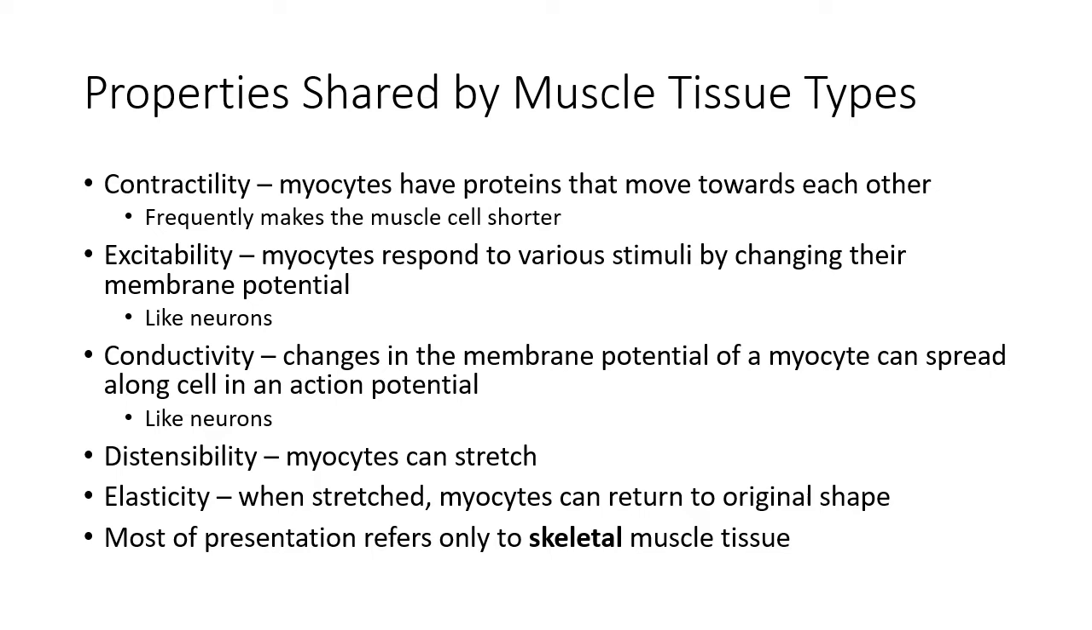Usually we think of elasticity as meaning that something is stretchy, but technically it just means that if it has been stretched, it can return to its original shape. Stretching itself is distensibility. So again, even though all muscle cells share these five characteristics, most of this presentation will only be talking about the skeletal muscle tissue. And I probably won't always say skeletal muscle, but it always is skeletal muscle until the very end.